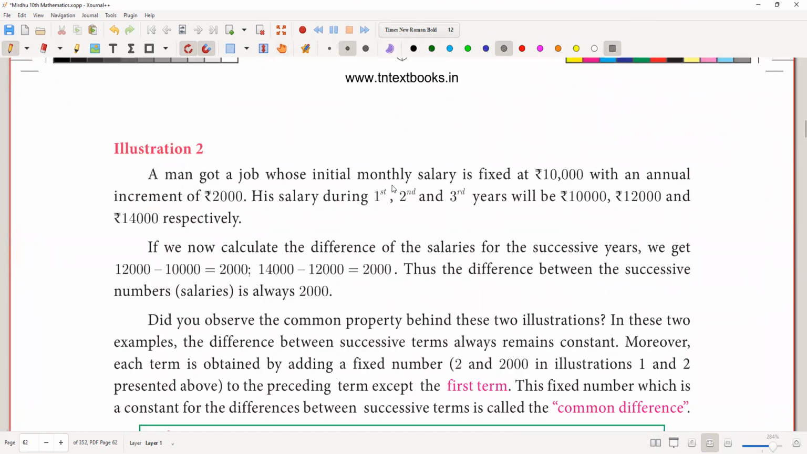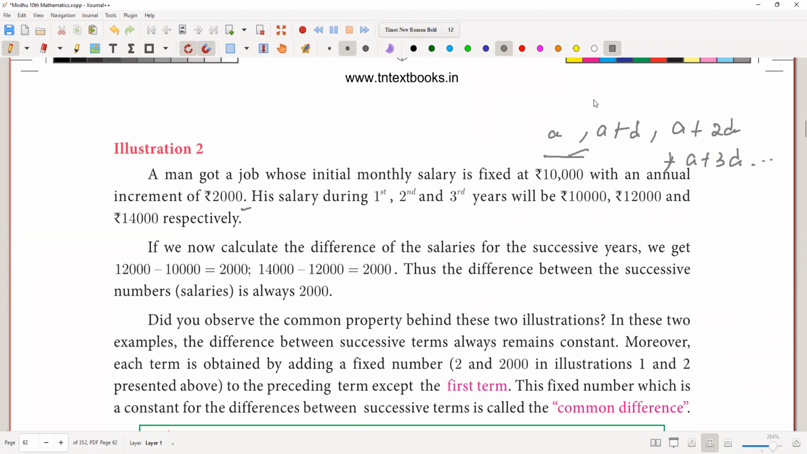So here, a man got a job whose initial monthly salary is 10,000. Annually, he gets an increment of 2,000. So next will be, this is initial A. D is 2,000. A plus D. Then another D is added to it. A plus 2D. Then another D is added. A plus 3D and goes on.